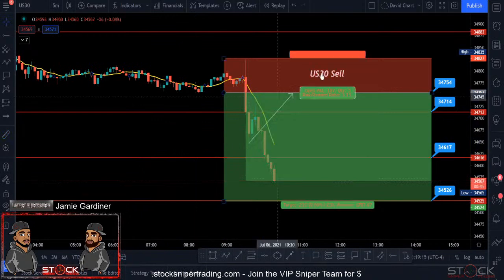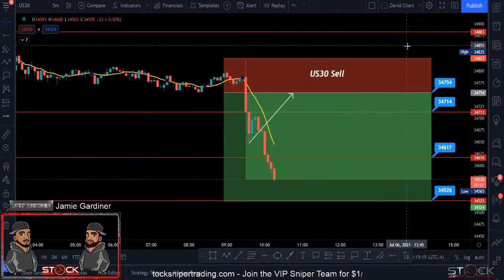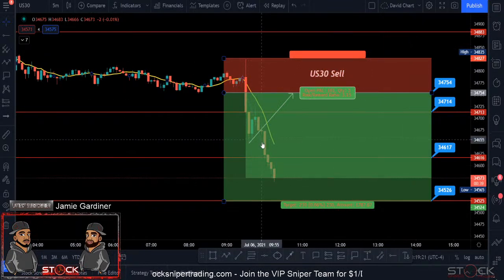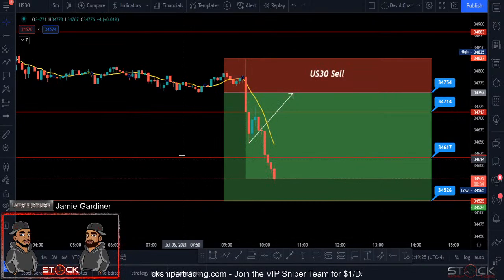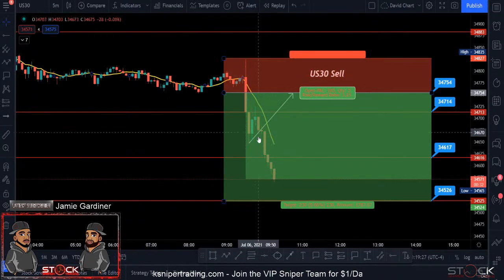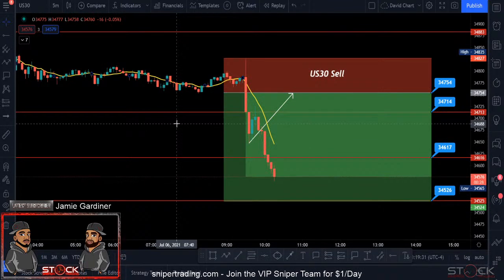190 pips, guys. Right there, you see that indecision candle, and the sellers stepped back in and just hammered it down. It's crazy. See how we're below the 9? You know what I mean? Guys, we're insane in profits right now. Like, this is crazy. Live, like this.